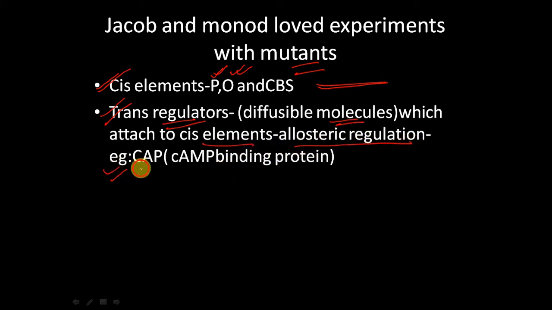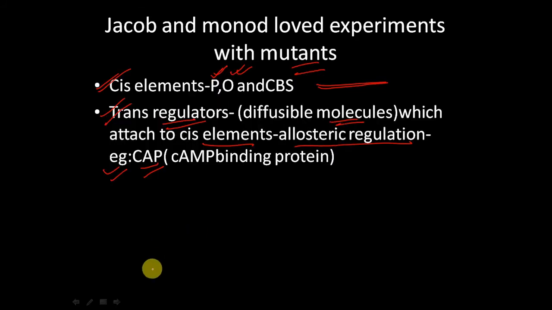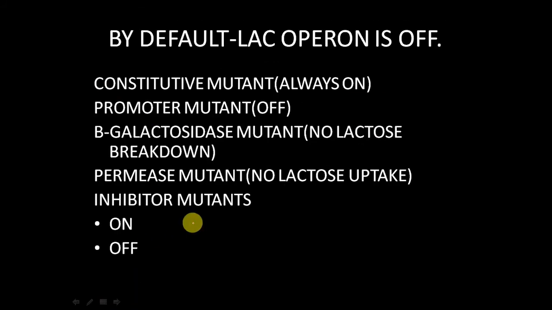Example, I can show you the CAP or the cAMP binding protein that you had seen out here. This CAP had bound with the cyclic AMP, which in turn, that complex had bound to the CBS, which was close to the promoter, and as a result it had boosted the expression of the gene products, right? So now, done with the terminologies, we can go on to the mutants.